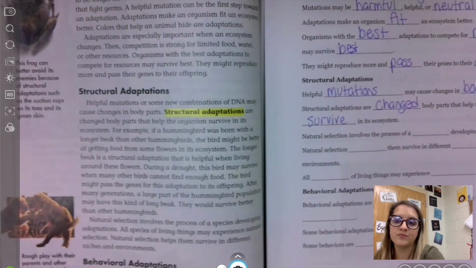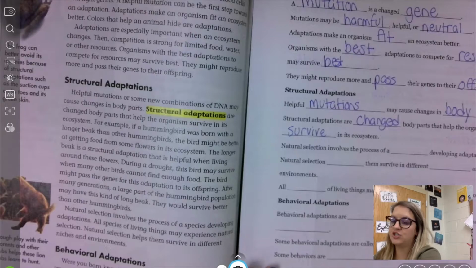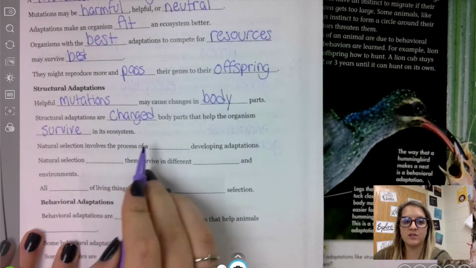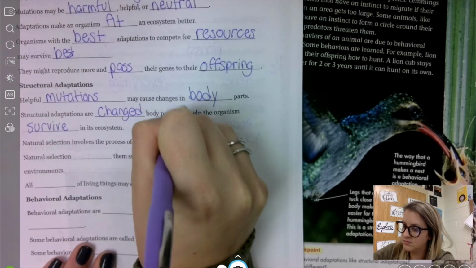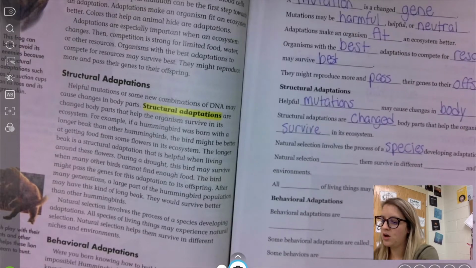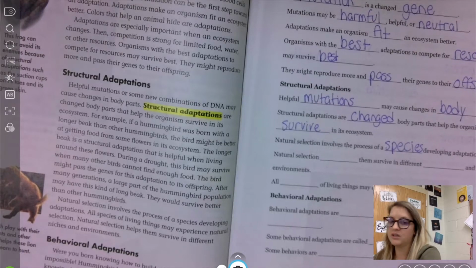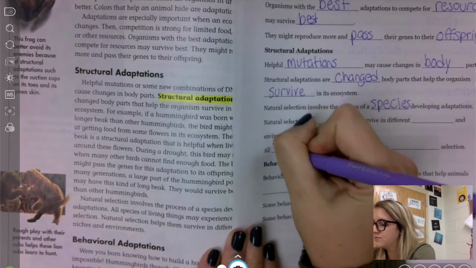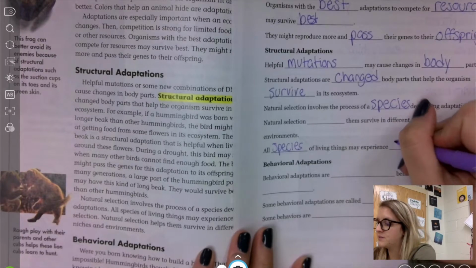Natural selection involves the process of a species developing adaptations. So you can write that down. Natural selection involves the process of a species developing adaptations. All species of living things may experience natural selection. So again, we can see that in our notes. All species of living things may experience natural selection.